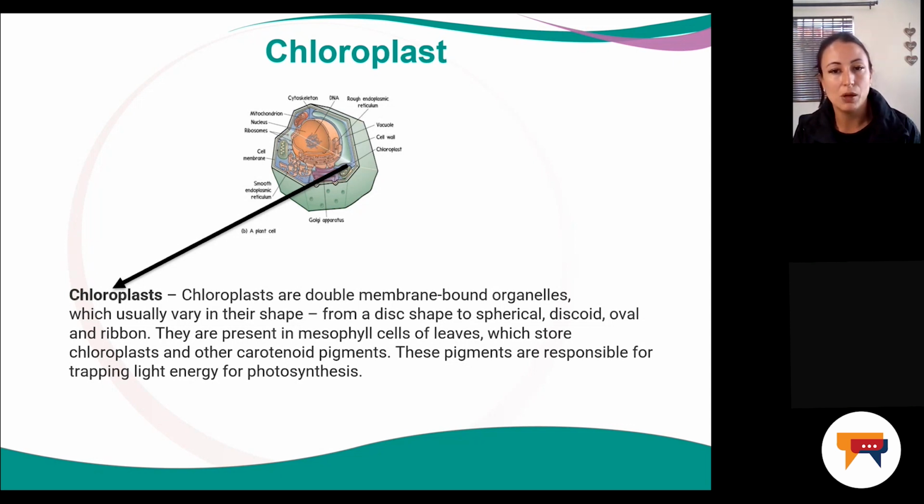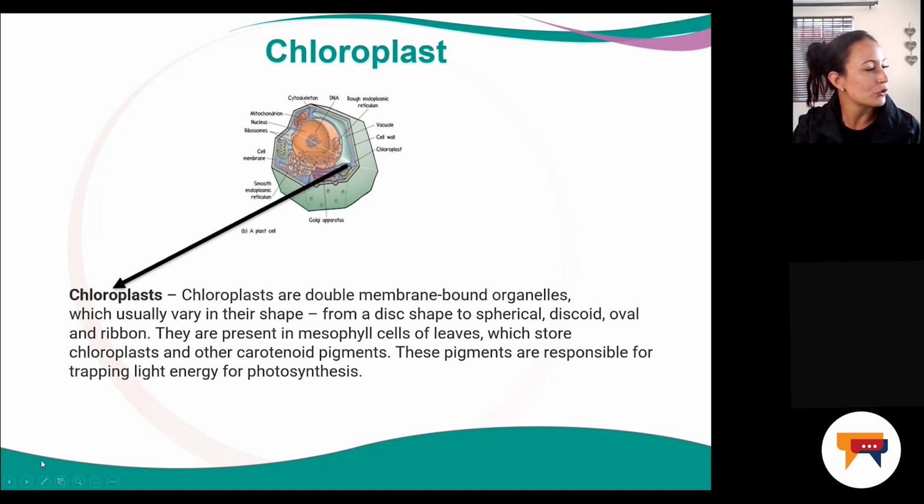So a chloroplast is often green. Well, in diagrams, it's often green. This is actually because it actually is green. It contains a pigment called chlorophyll, which makes it green. These pigments are responsible for trapping light energy for photosynthesis. So without a chloroplast and the chlorophyll contained within it, a plant would not be able to photosynthesize and therefore it would not survive.